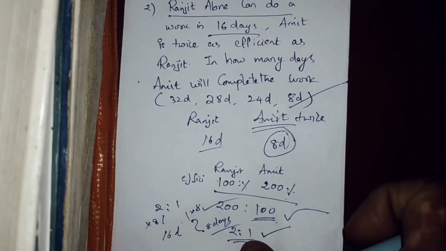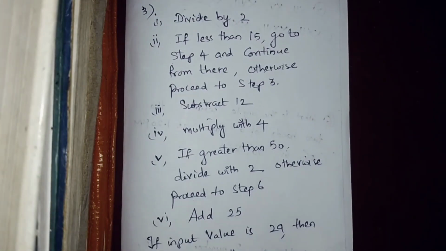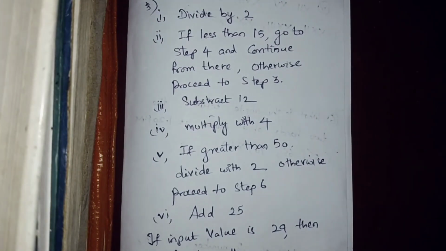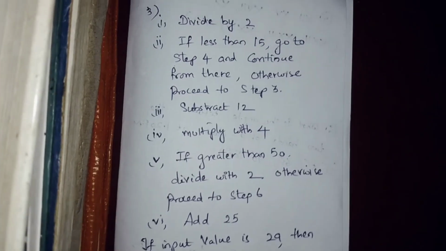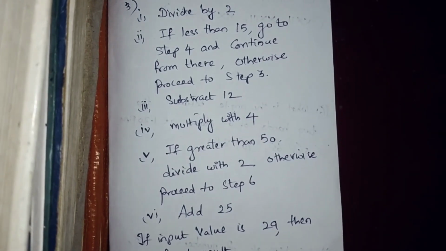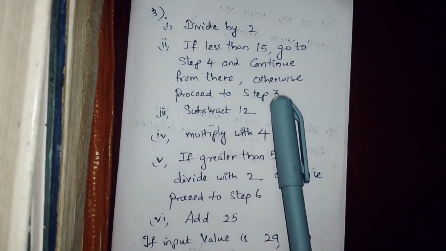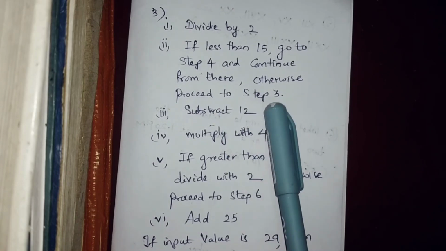Let us go to question number 3. So this answer, I don't know why I did not get. Let us see step number 1, divide by 2. He'll give one number, we should divide that number by 2. If we get an answer which is less than 15, then go to step 4 and continue from there. Otherwise, proceed to step 3.